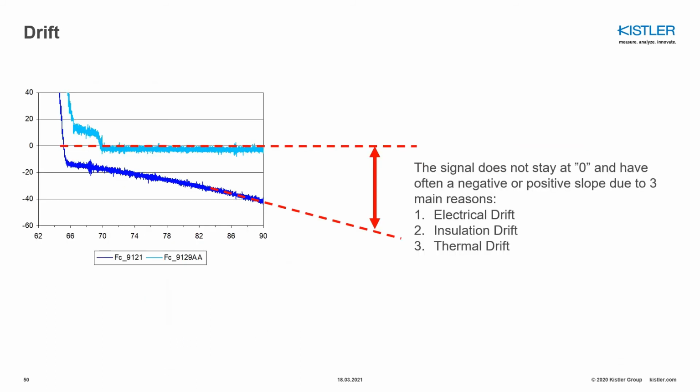Let's talk about the drift now. It is often recognized, as you can see here, as a slope in the measurement, either negative or positive, and it can be due to the electronics, it can be the insulation, or it can be because of the thermal effects. As we said in the former slide, we have the drift because of the electronics itself, which are given in the data sheets. So we can first check if the drift is normal or not.